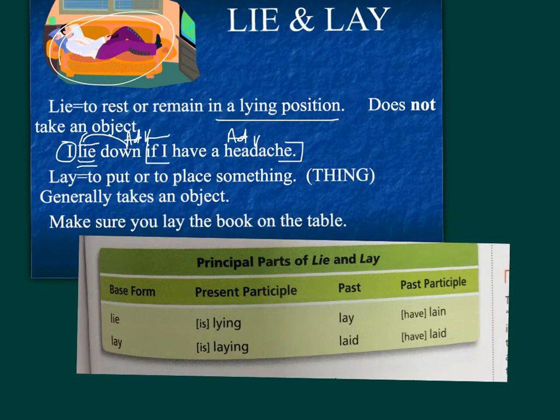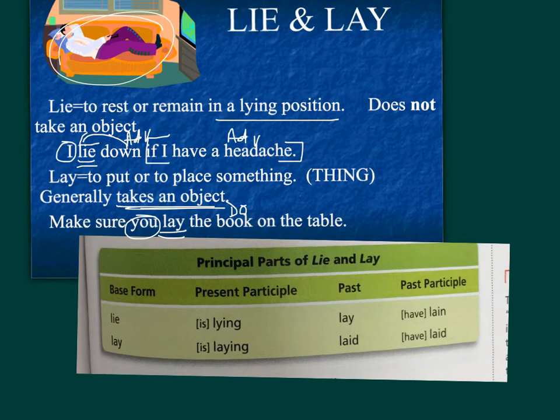Lay, on the other hand, means to put or place something down. This typically takes a direct object. Make sure you lay the book on the table. Lay is the verb, you is the subject. Lay what? The book. Therefore, that is a transitive verb.